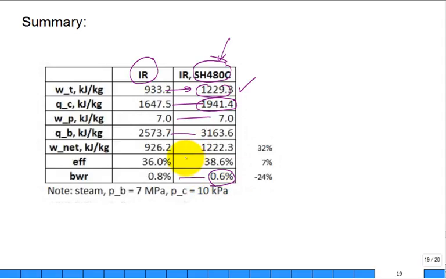The Q into the boiler is higher because you're superheating it. And the net work is 32% higher, which is good. The efficiency is 7% higher, which is good. And the back work ratio is lower, 24% lower, which is good. All three were improved by superheating.